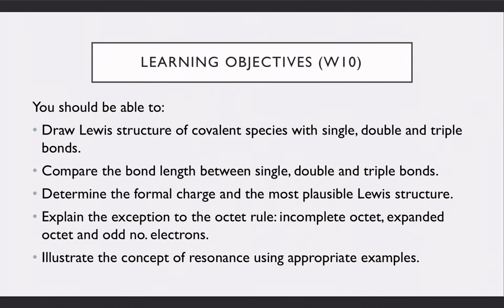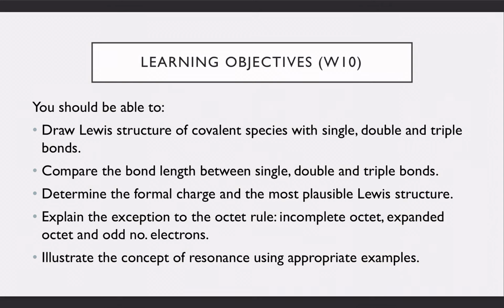So today we are going to continue with the rest of 4.1. For this week we will learn how to draw Lewis structures of covalent species with single, double and triple bonds. Then we're going to compare the bond lengths of those single, double and triple bonds. Later we are going to determine how to count the formal charge of the atoms in our compounds. And from there we are going to be able to determine the most plausible Lewis structure.